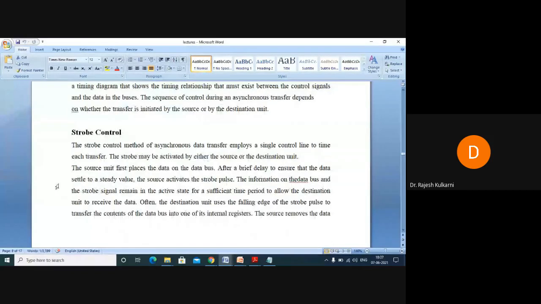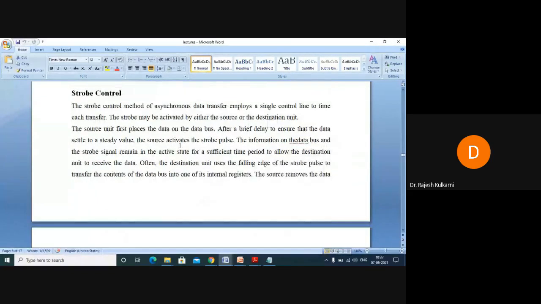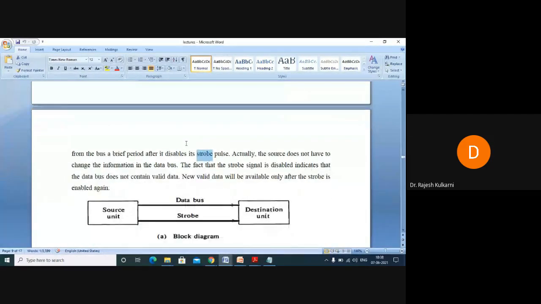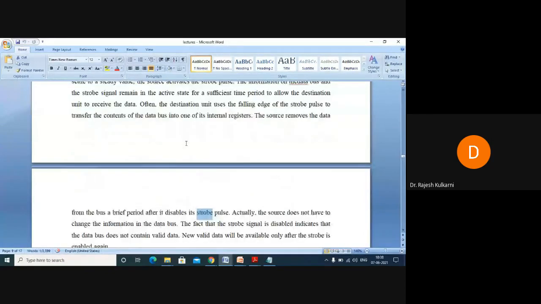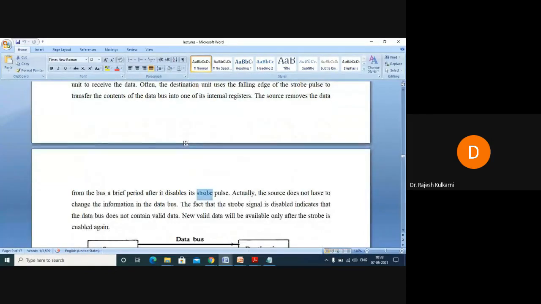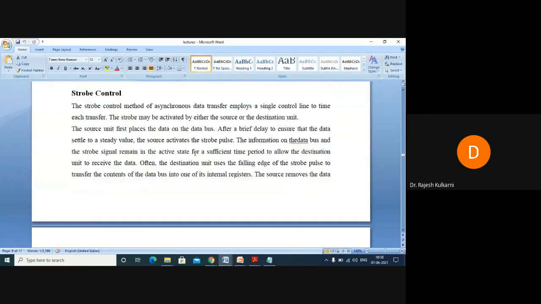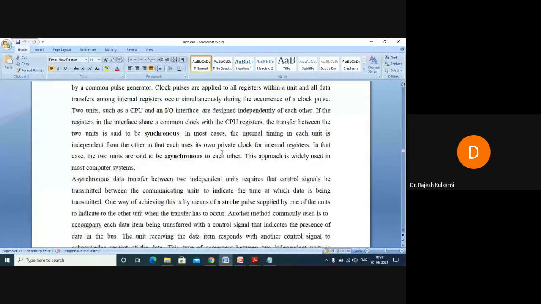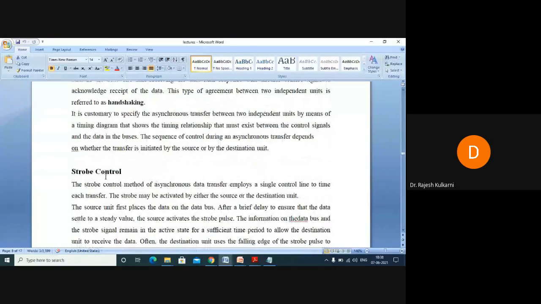I am assuming that only 5 to 10 students have listened to this carefully, because I can understand the attention span is a bit difficult. But I request you now to look at the diagram very clearly, because the diagram is self-explanatory. What is the topic? The topic is asynchronous data transfer. In that also, what is the topic?